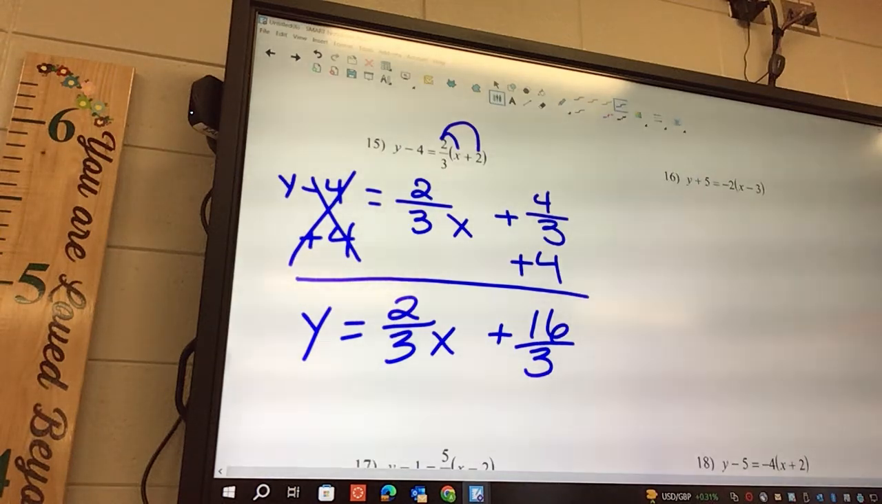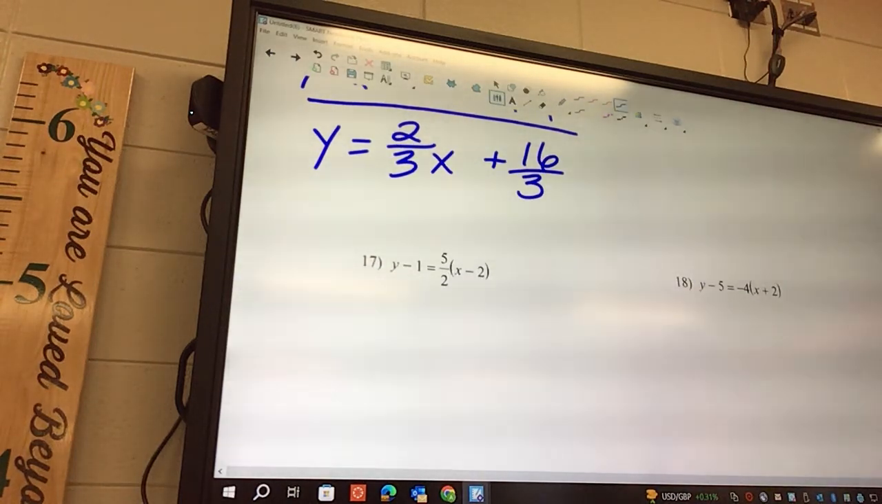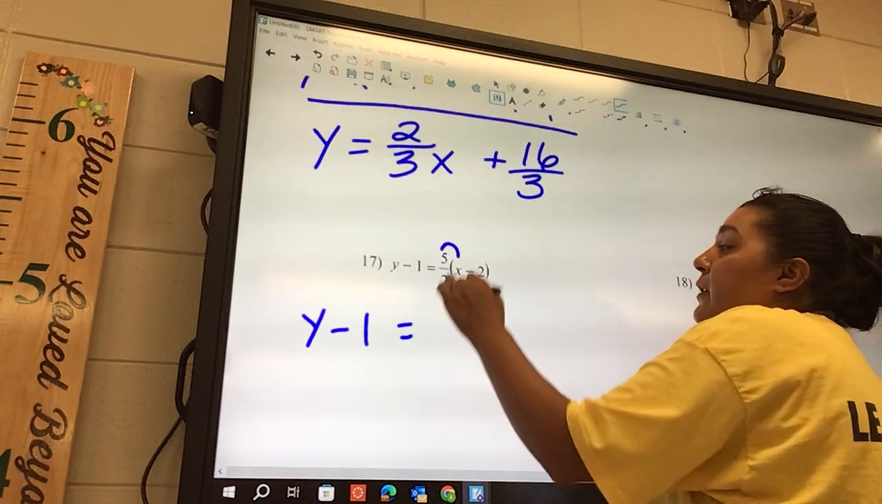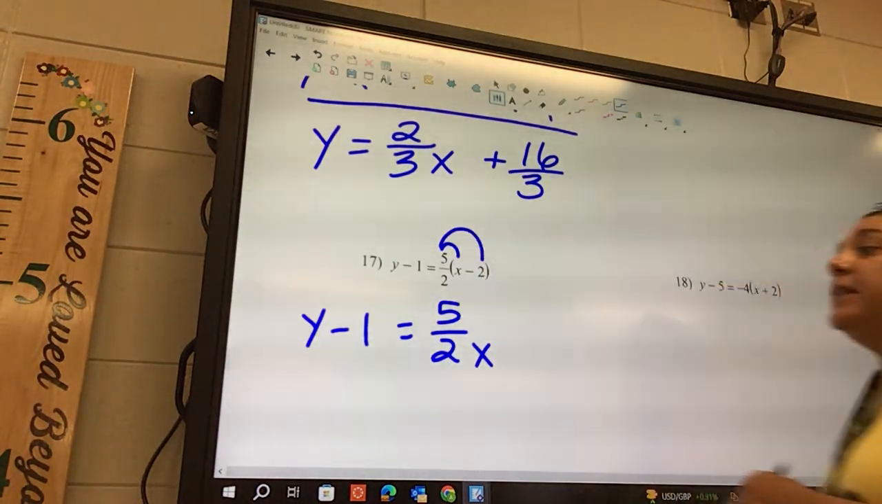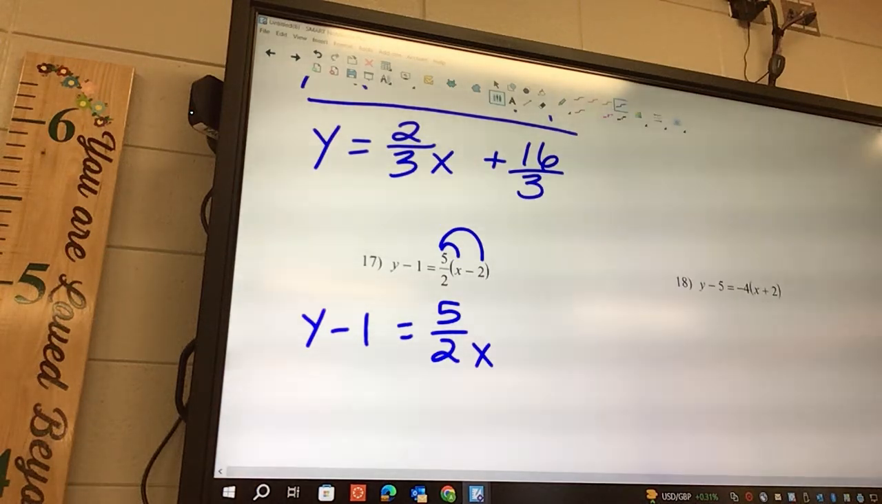Okay, and although it looks funny, it's the same steps every time. You're going to multiply and then either add or subtract. So 17, I got y minus 1 equals 5/2 times x is still 5/2x. 5/2 times -2. Okay, remember, don't hit erase. What is 5/2 times -2? -10/2.